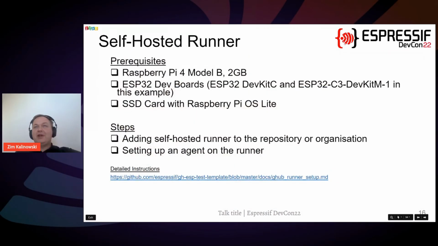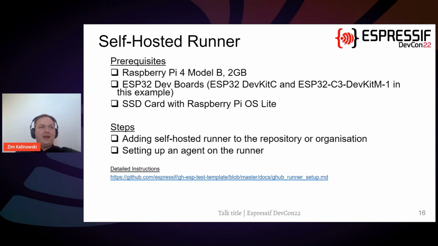Okay, so let's continue. And here we actually reached prerequisites that may be necessary to set up your pipeline on GitHub. So firstly, if you want to run tests on actual hardware, you may need to set up a so-called GitHub self-hosted runner.